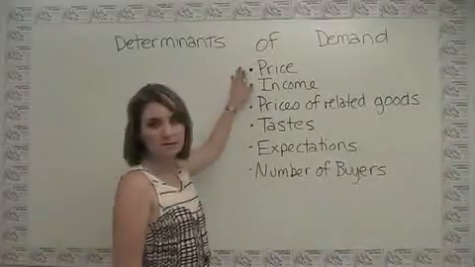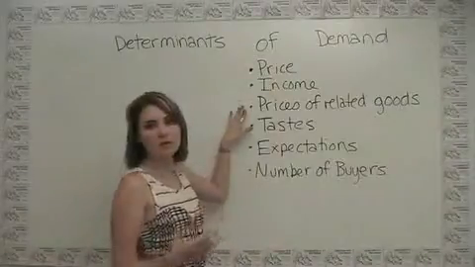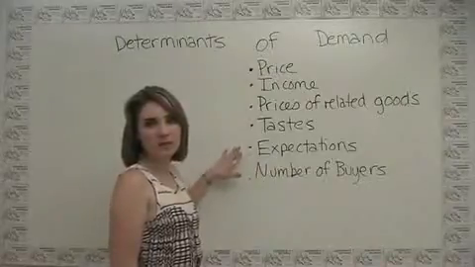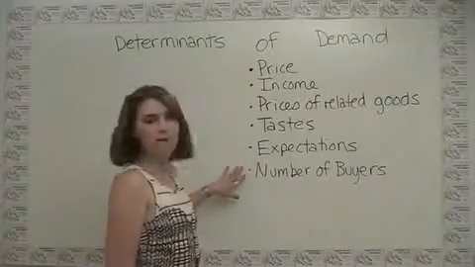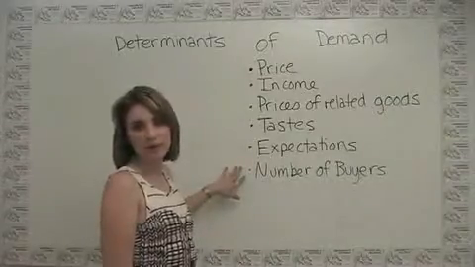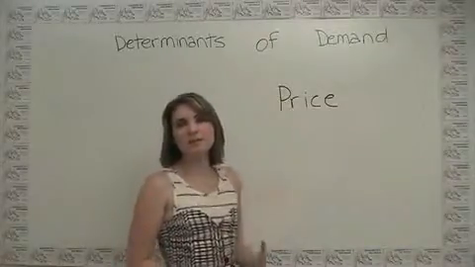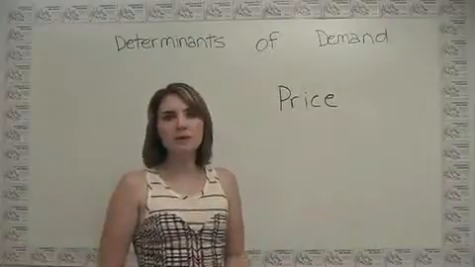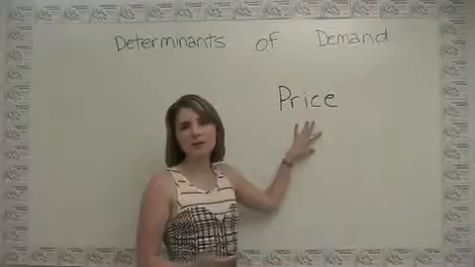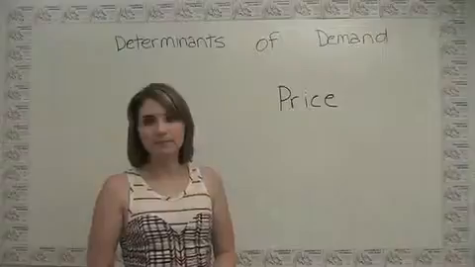We've got price, we've got the consumer's income, we've got prices not of the good in question, but of goods related to it. We've got tastes, expectations, and for determining market demand rather than individual demand, we have the number of buyers. We already talked about price as a determinant of demand when we were discussing the demand curve, but just to refresh your memory, price is probably the most fundamental determinant of the quantity demanded of an item, which is why we choose to represent that determinant on our demand curve directly.